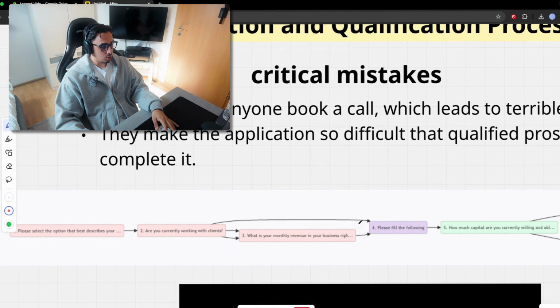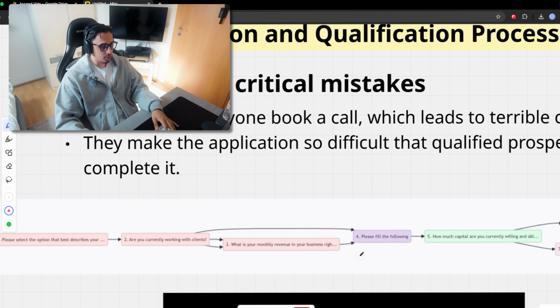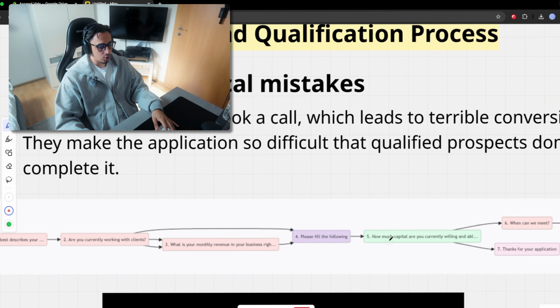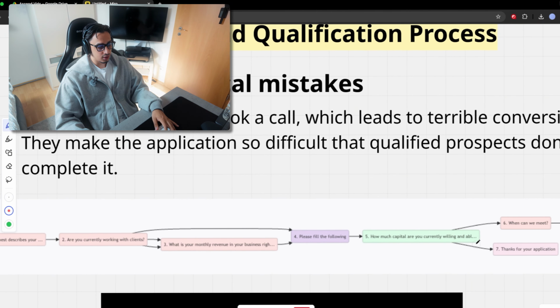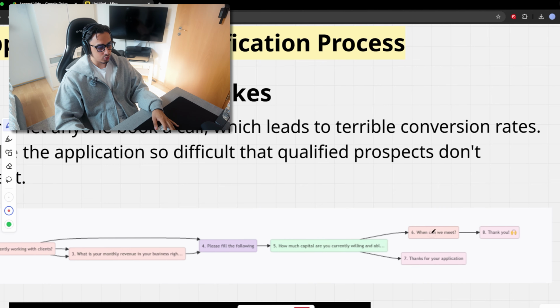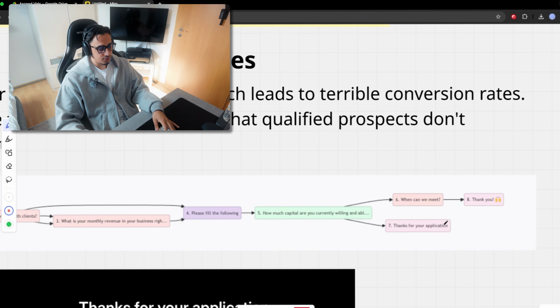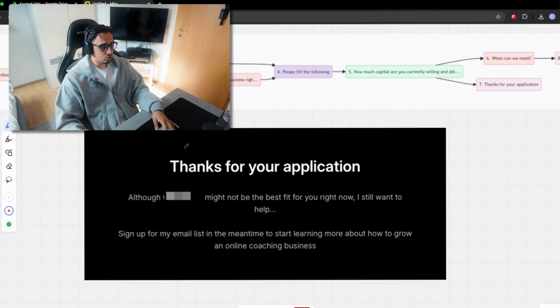If they say no, then please fill in the following personal information. If yes, what is the monthly revenue in the business right now? And then, how much capital are you currently willing and able to invest? When they have more than $500, they can book a call and then they get sent to the pre-call nurture sequence. When they have less than $500 to invest, they get sent to the DQ page.